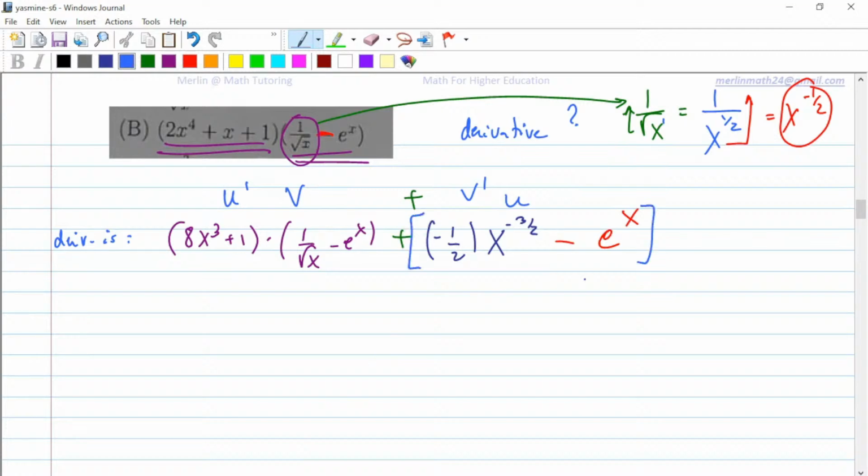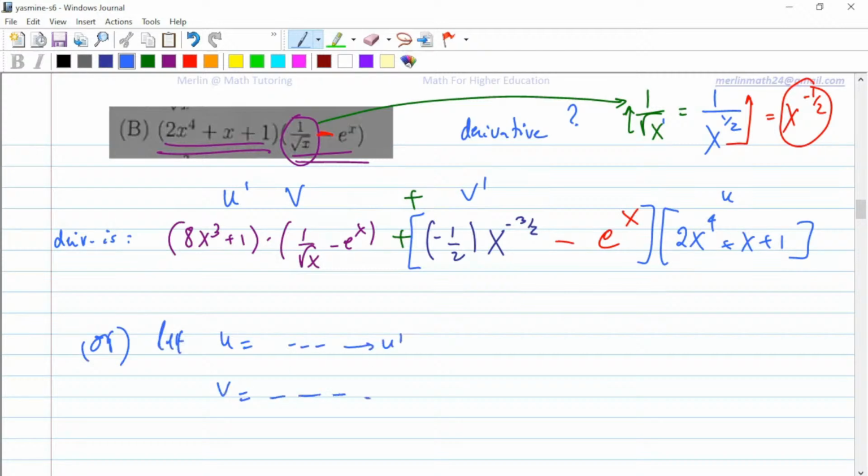This is all v prime times u 2x to the 4. I don't know if you are lost. No, I got it. Is it okay? Now, if you want to represent your answer in a way like you say, let u equal, blah blah blah, then you find u prime, v equal, then you find v prime. Some prefer this, and then you say the derivative would be u prime v plus v prime u. You put them all together.